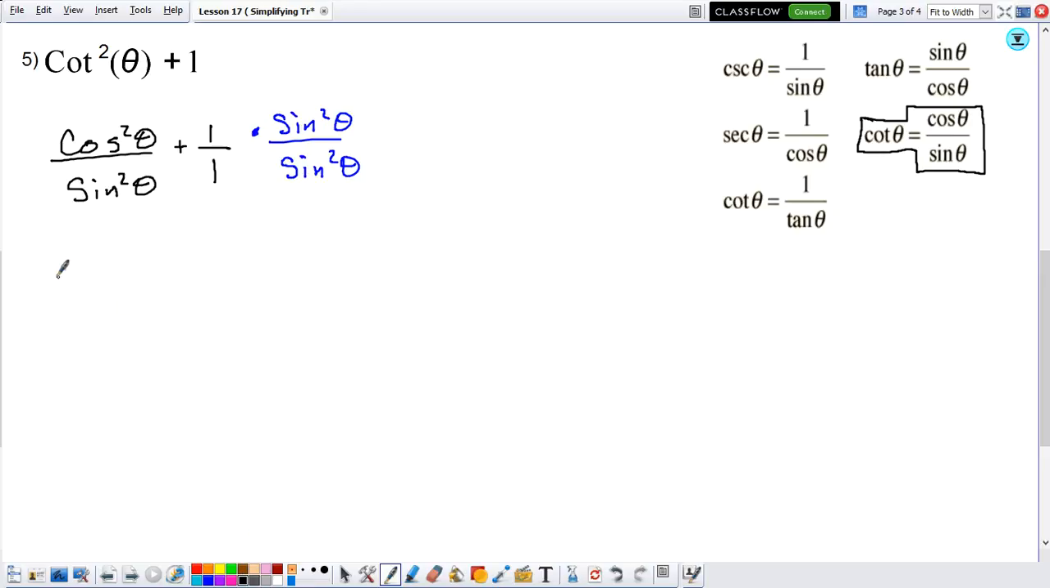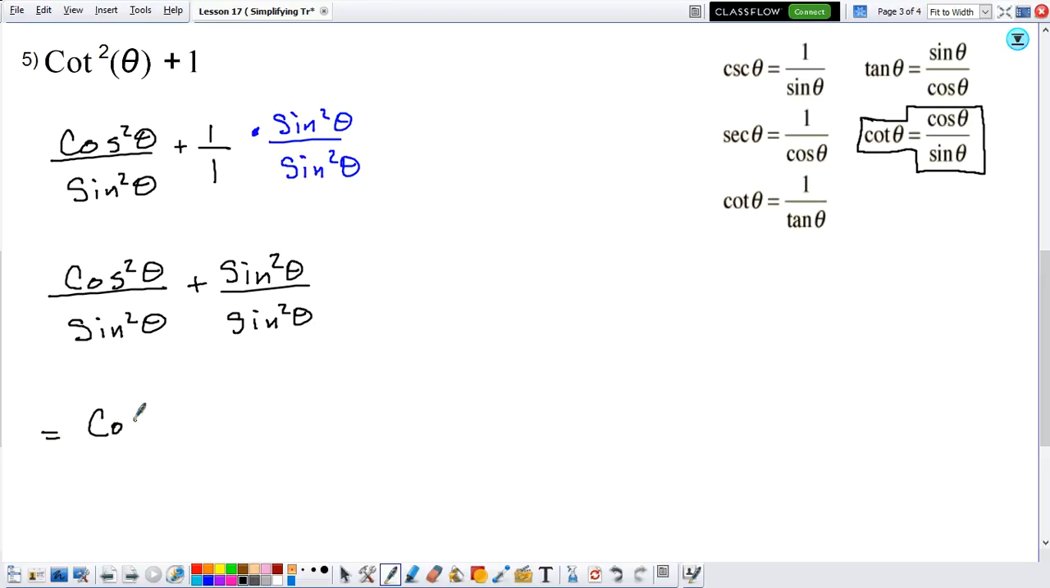Now that we have that, the first term does not change at all. So cosine square over sine square. But now 1 times sine square is just sine square. And 1 times sine square is sine square. Now that they have the same denominators, we can add the numerators. So now we're going to have cosine square plus sine square all over sine square.